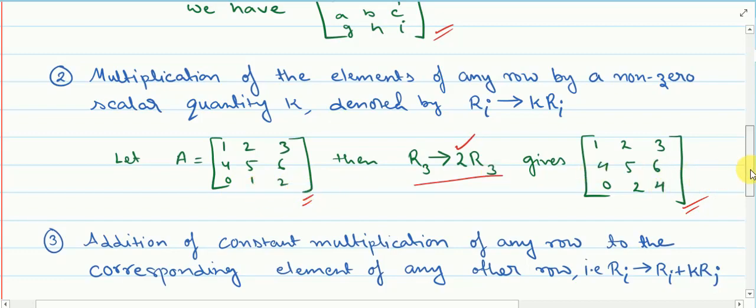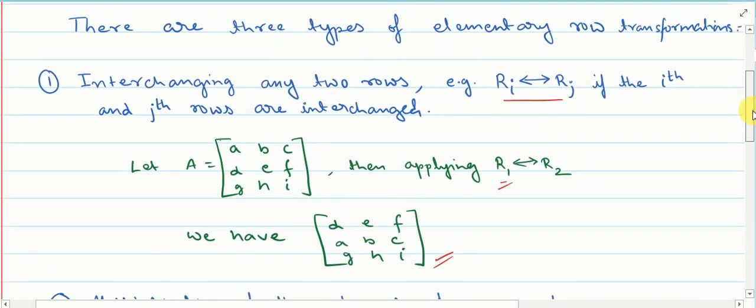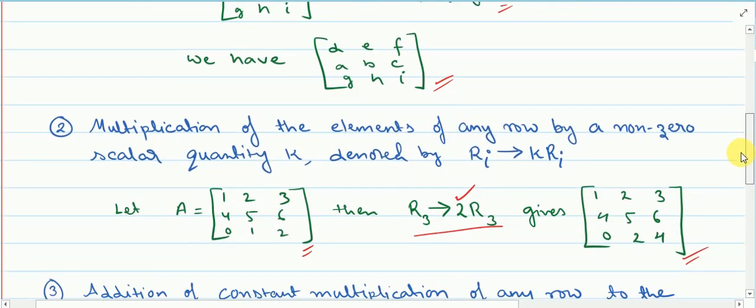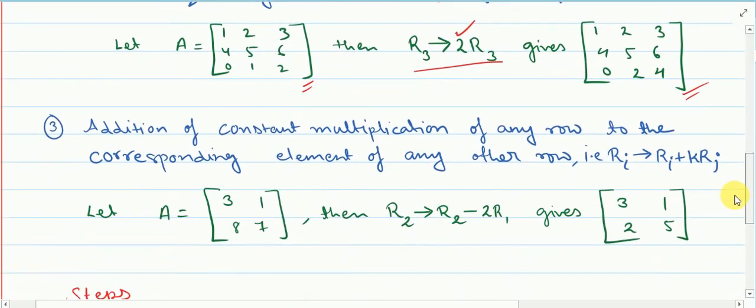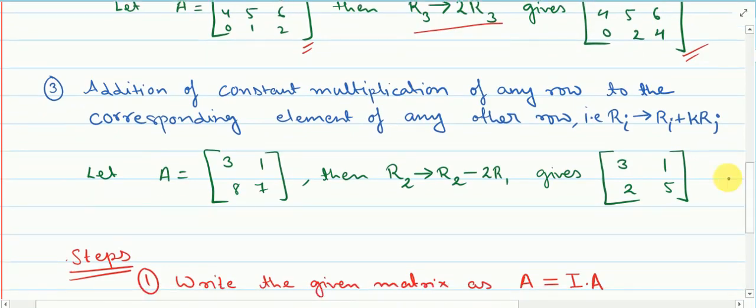So firstly you can interchange two rows. Secondly, you can multiply a constant to any row. And thirdly, what you can do is addition of a constant multiplication of any row to the corresponding element of any other row. You can multiply any row by a constant, and whatever result you get can be added to the corresponding element of another row.